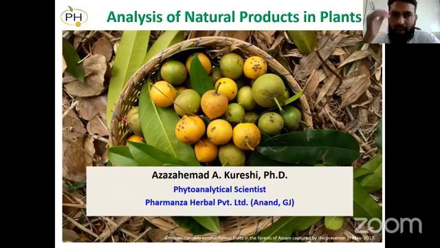I would like to start my presentation with my own PhD topic's photograph. These fruits are Garcinia xanthochymus, which is found in the forest of Assam, and this picture was taken by me in the year 2017.